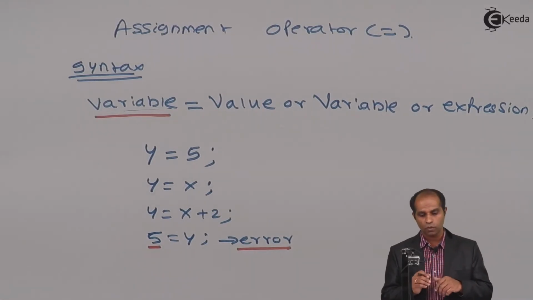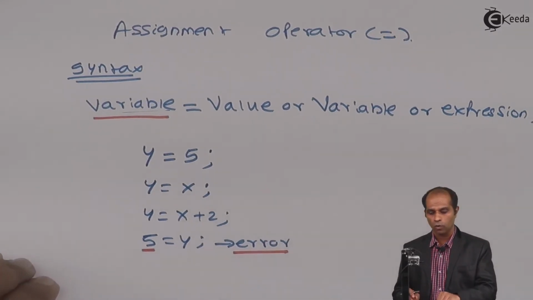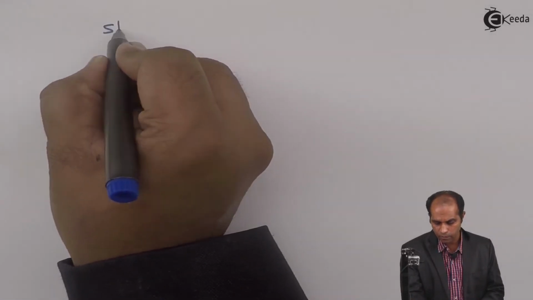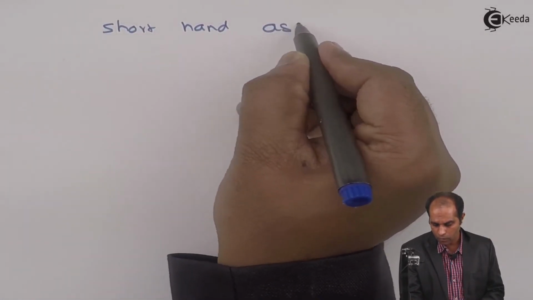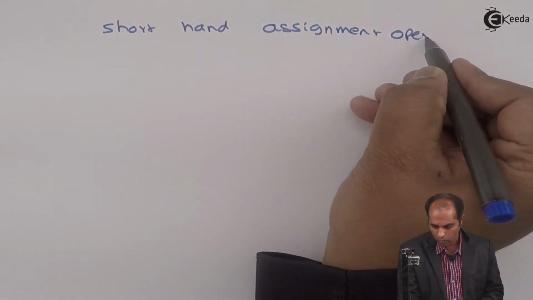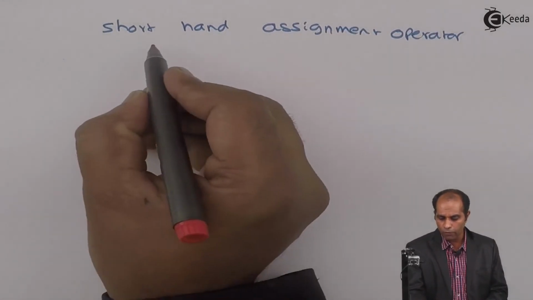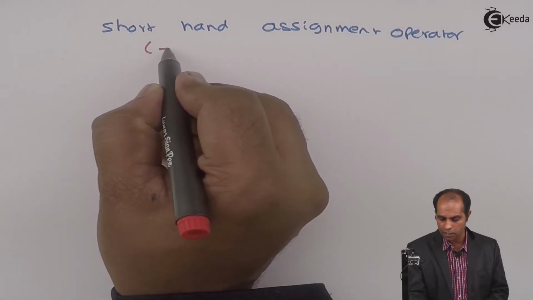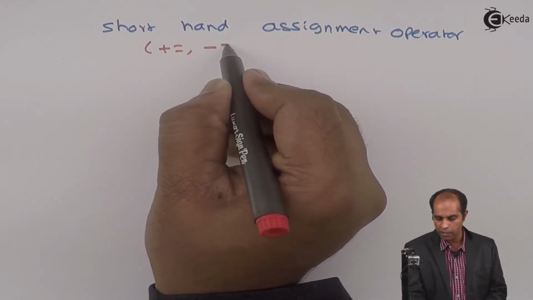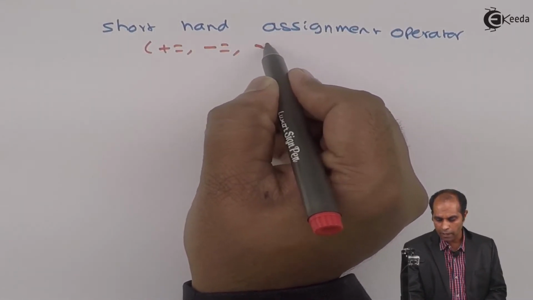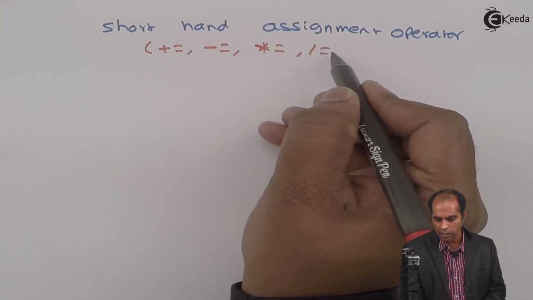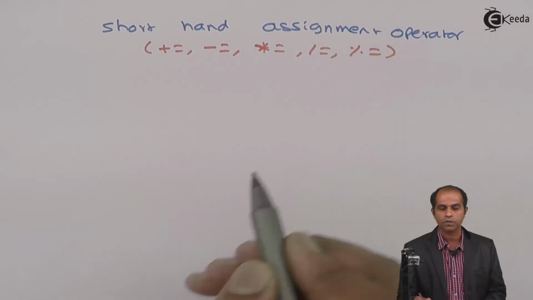Does C language have only one assignment operator? No. C language has multiple assignment operators also. And we call them shorthand assignment operators. Let's list them. We have 5 shorthand assignment operators listed as plus equals to, minus equals to, asterisk equals to, slash equals to, and percentage equals to.